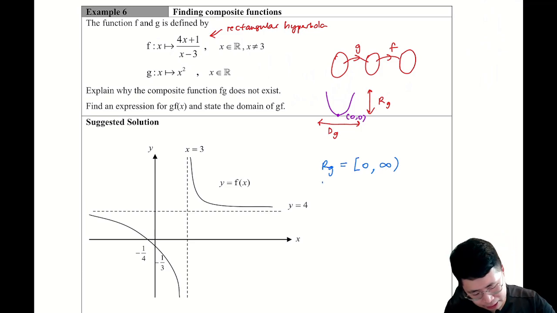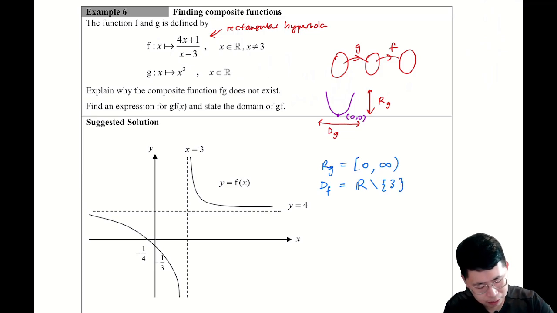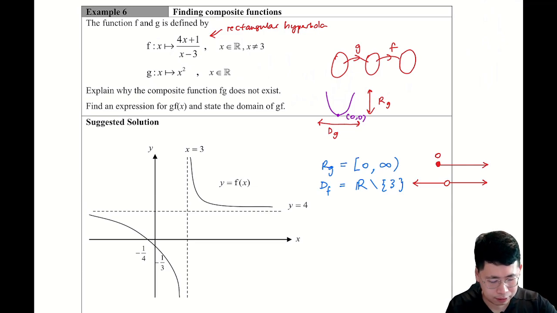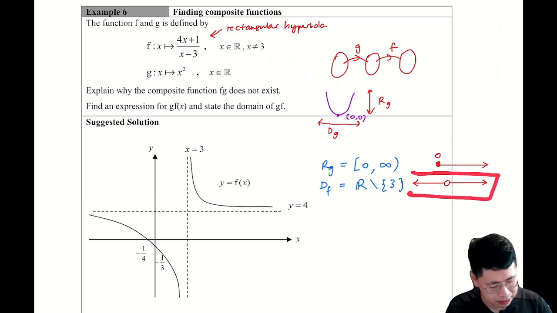Now, what is the domain of f? The domain of f would be all the real numbers except for 3. This notation over here means all the real numbers except for 3. Now let me quickly draw out a number line to show you the range and domain. The range of g is mainly this on this number line, and the domain of f would be this number line over here.